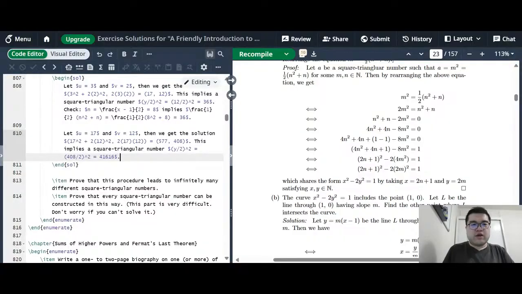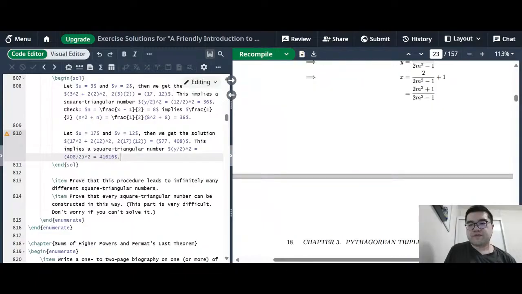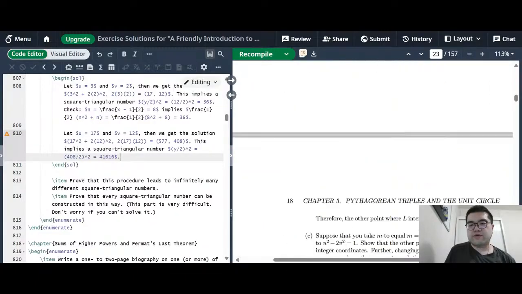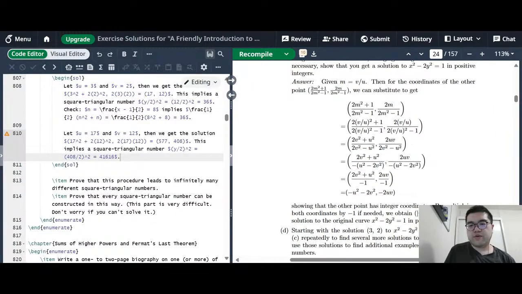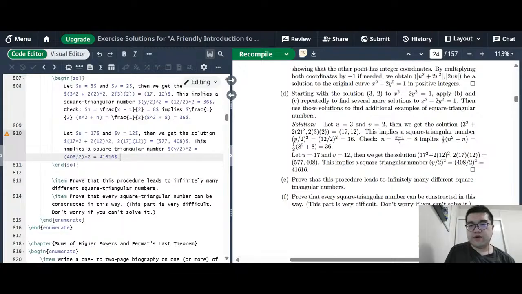Okay. Now I'm going to leave the verification for you guys, trying to figure out if this number 41616 is a triangular number. I'll leave it as an exercise for you guys. So here is our solution. We have our solution down here.